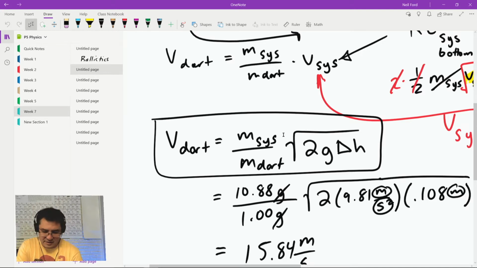basically the dart plus the pendulum, divided by the mass of the projectile, times the square root of 2g times the change in height. Okay, 2g delta h, where delta h is easiest to measure from the center of mass, especially if things twist and turn.